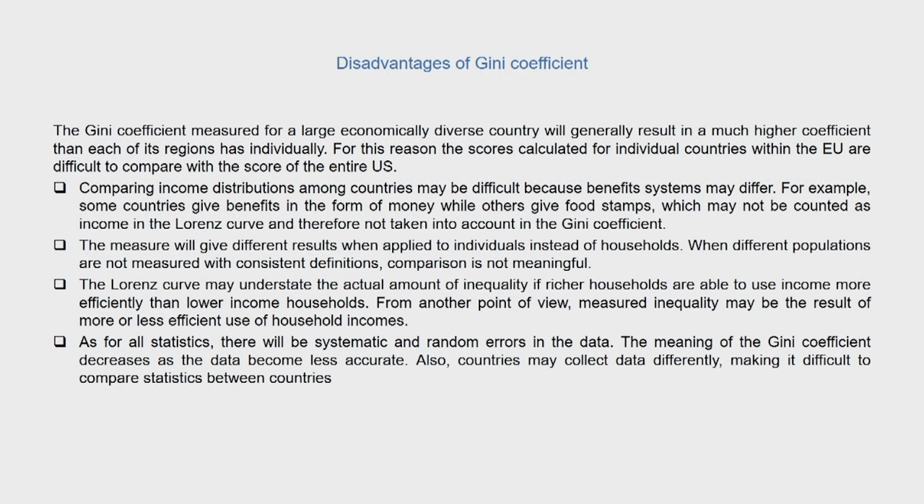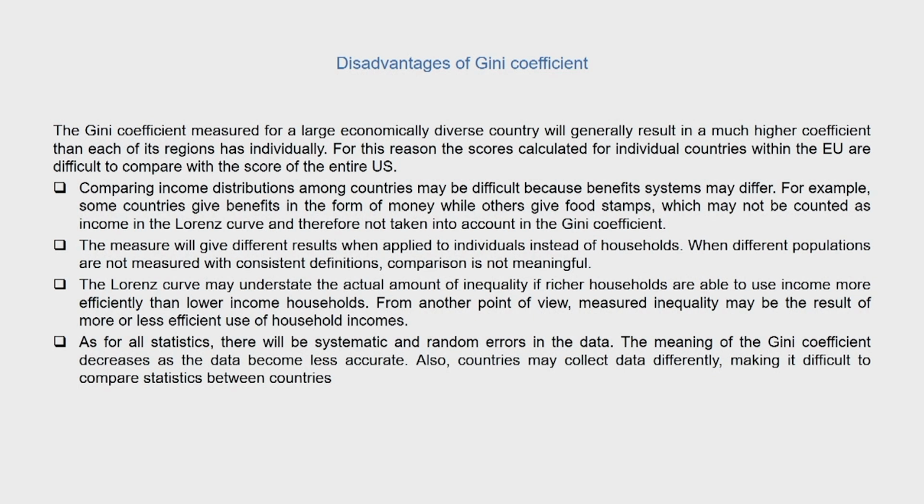Thirdly, the Lorentz curve or the Gini coefficient may understate the actual amount of inequality if richer households are able to use income more efficiently than lower income households. From another point of view, measured inequality may be the result of more or less efficient use of household incomes. Fourthly, as for all statistics, there will be systematic and random errors in the data. So, the meaning of the Gini coefficient decreases as the data becomes less accurate.